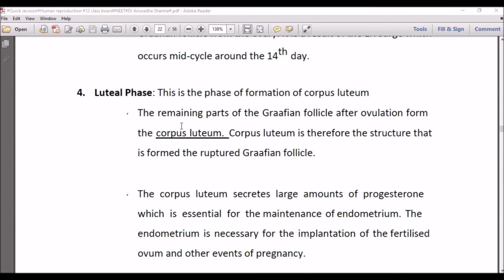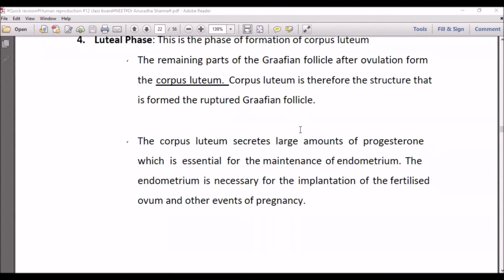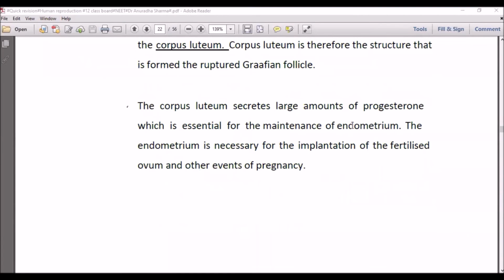14th day. Now, the fourth phase was the luteal phase. This is the phase of the formation of corpus luteum. When the Graafian follicle ruptures, certain remaining parts are present in the Graafian follicle, and they form this corpus luteum. The corpus luteum is a structure formed from the ruptured Graafian follicle. It secretes progesterone, which is essential for the maintenance of endometrium. We know that the endometrium is very necessary for the implantation of the fertilized ovum and other events taking place in the pregnancy. So the corpus luteum secretes progesterone, which will maintain the endometrium.